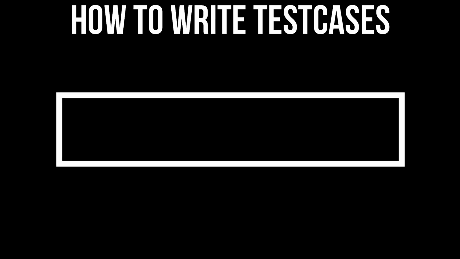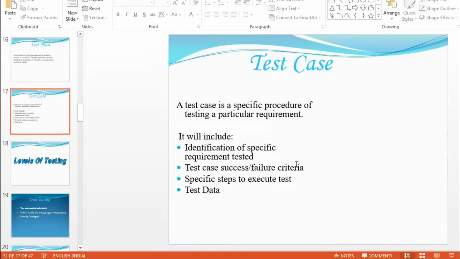So we are going to learn how to write test cases. Before moving on to how to write test cases, we will learn what a test case is. A test case is a specific procedure of testing a particular requirement. What does specific procedure mean? It is a step-by-step approach of testing a particular requirement. If I want to test a login and I write it in a step-by-step approach, it will be easy for me to test the application.